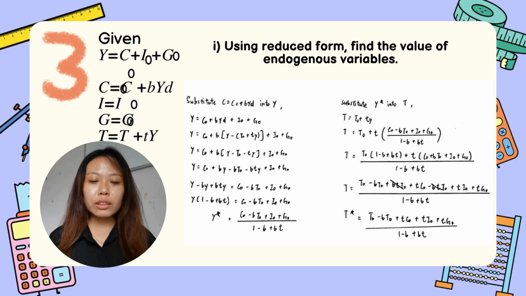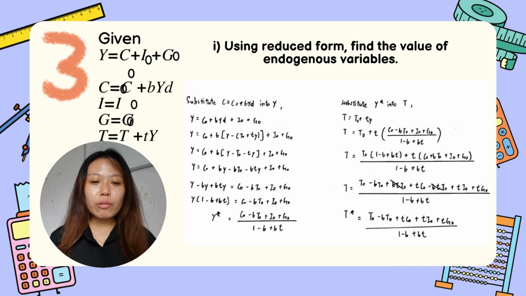First, we need to substitute equation c into equation y, which is y equal to c null plus byd plus I null plus g null. Next, we expand the byd term to become b times y minus t, substitute the t into it and solve it. After we solve it, we will get the value of endogenous y is c null minus bt null plus I null plus g null divided by 1 minus b plus bt.